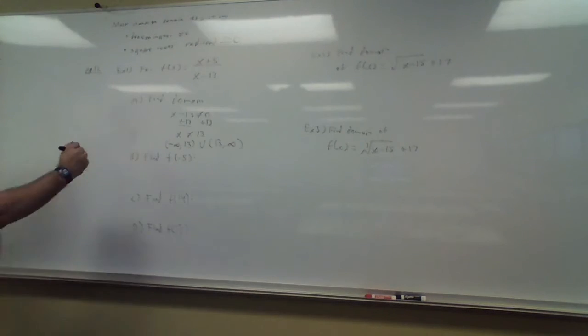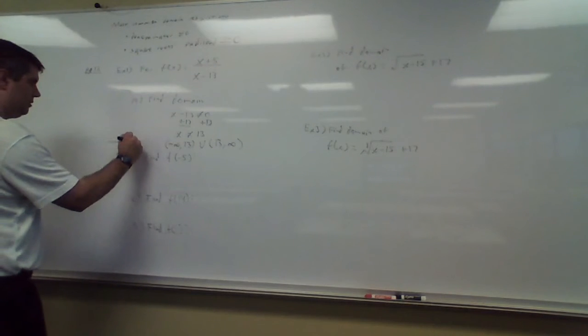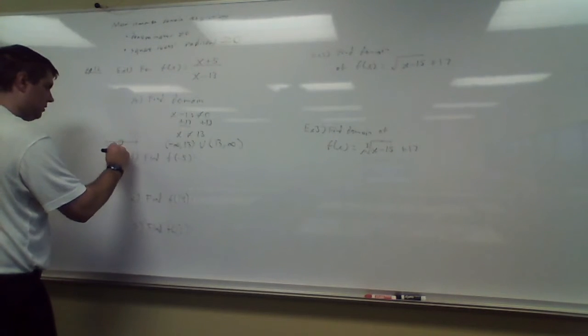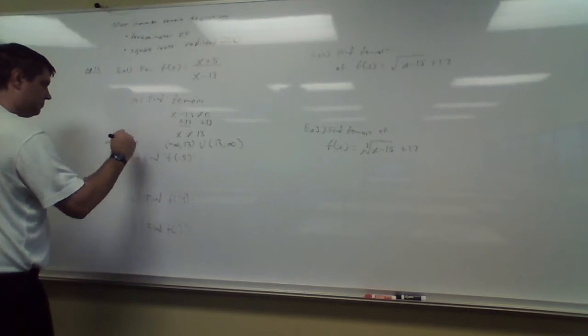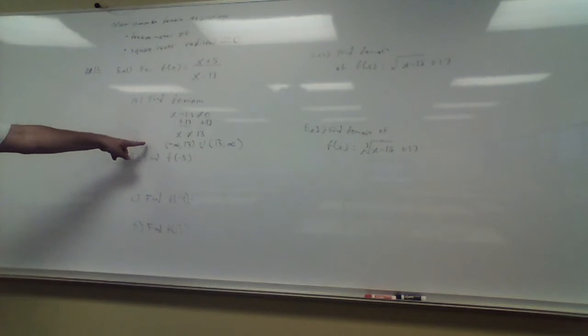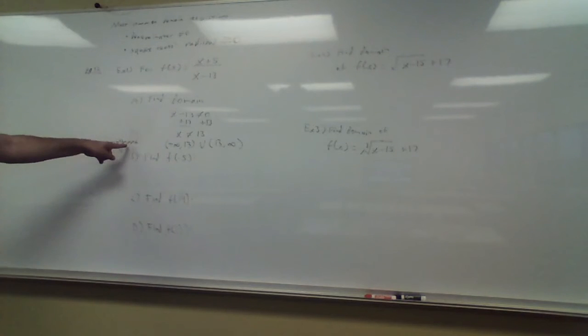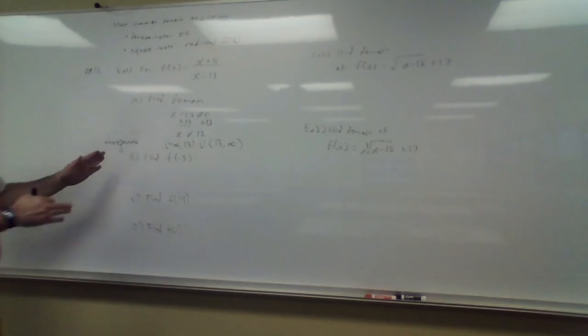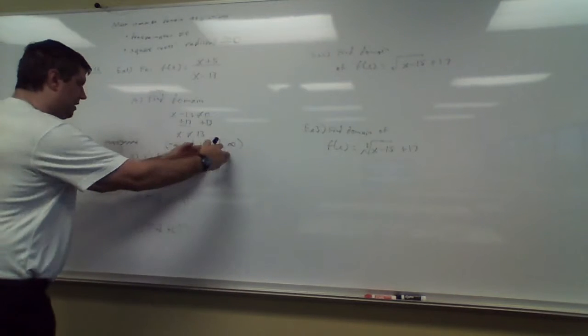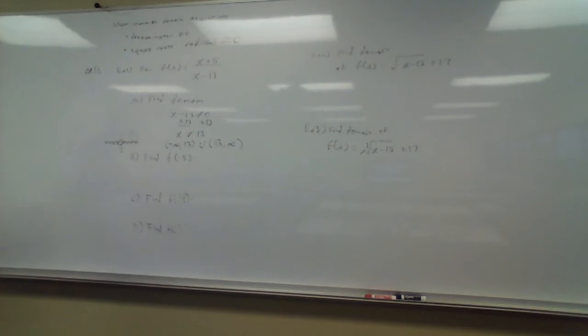Okay? Let me draw you a picture of what this would mean. Okay? X cannot equal 13. So it can be anything less, it can be anything more. So these are two disjoint regions. So this interval describes this region. This interval describes this region.